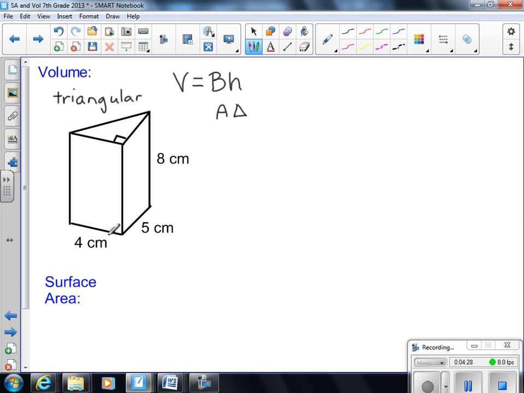Now over here in my solid, what are the dimensions of my triangle? A 5 by 4, and you want to find the base and the height that make a right angle, because this and this are exactly the same.